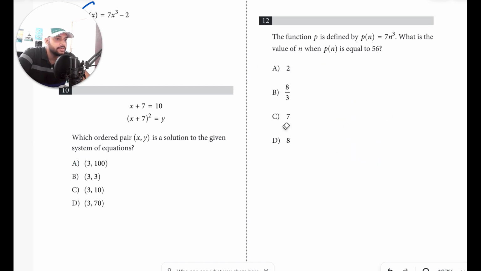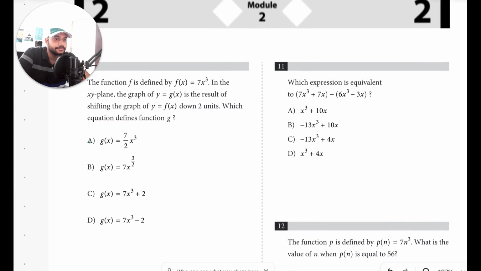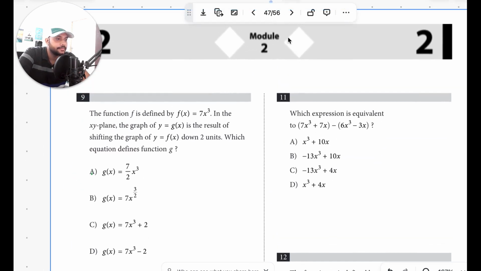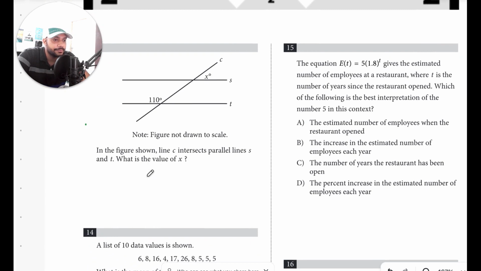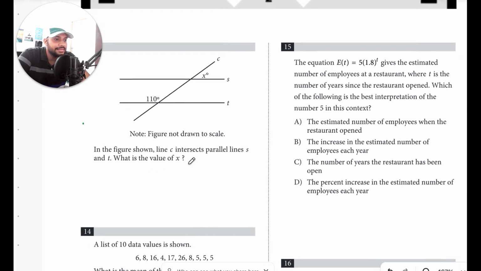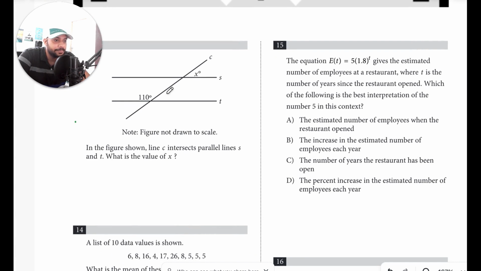Questions over on this page. Question number 13. In the figure shown, line C intersects parallel lines S and T. What is the value of x? Okay, 110 degrees is the value of this angle. So this is going to be 70 degrees. This is going to be 70 degrees. So bottom one due to supplementary angles, then 70 and 70 due to alternate interior angles, then 70 and this x is also 70 due to vertically opposite angles. Done. 70 degrees is the answer.